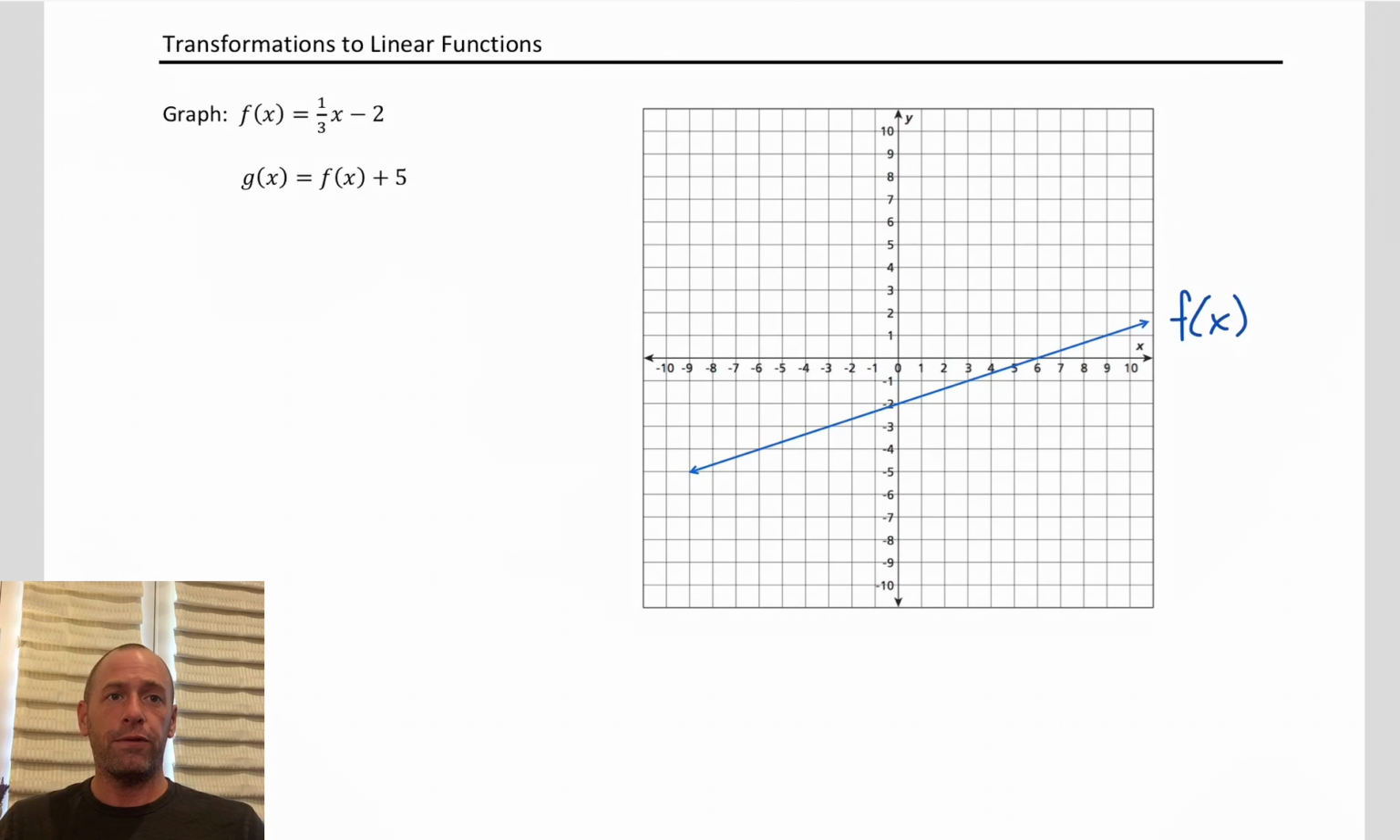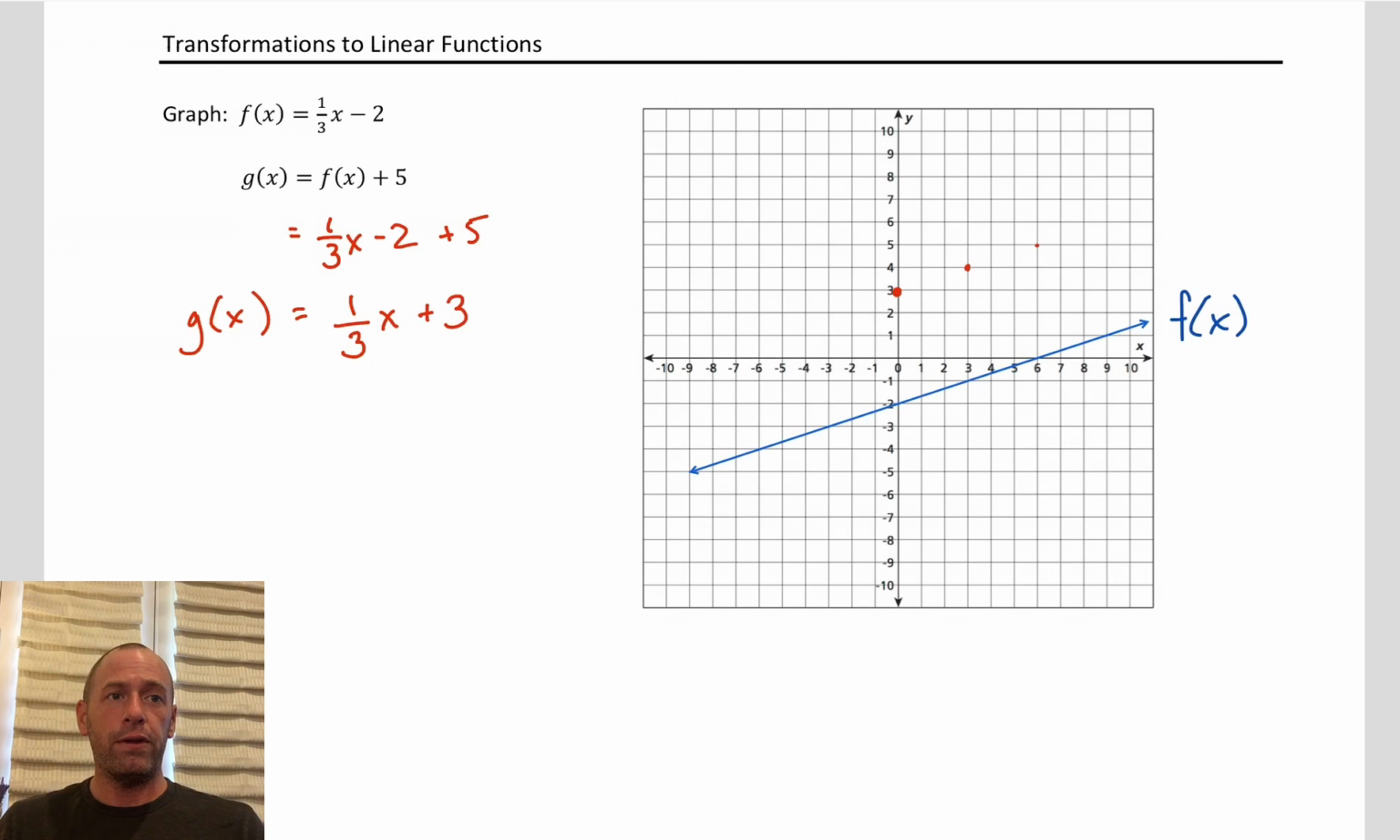For this one, I've graphed the function 1/2 x minus 2. And I'm going to transform it into g of x by adding 5 to it. So I take my function f and I add 5. That gives me a new function, 1/2 x plus 3, that I'm going to call g of x. What I've done is added 5 to the output.